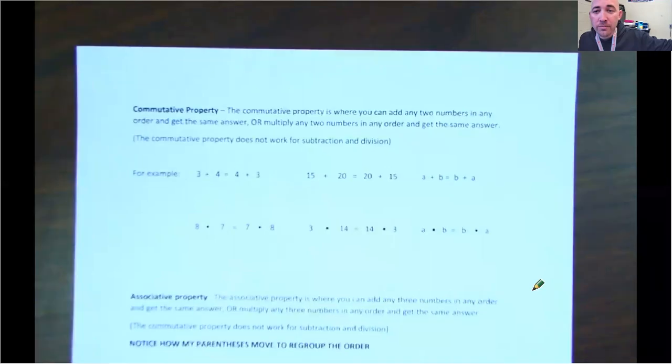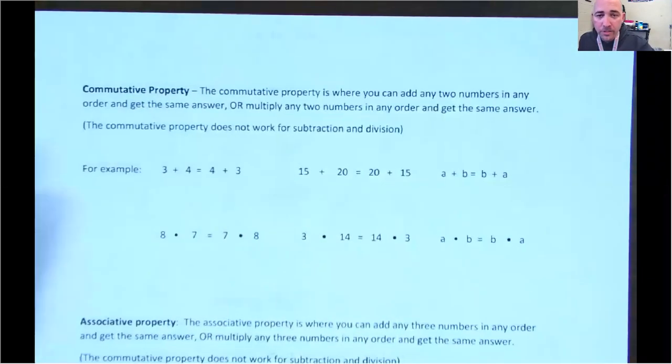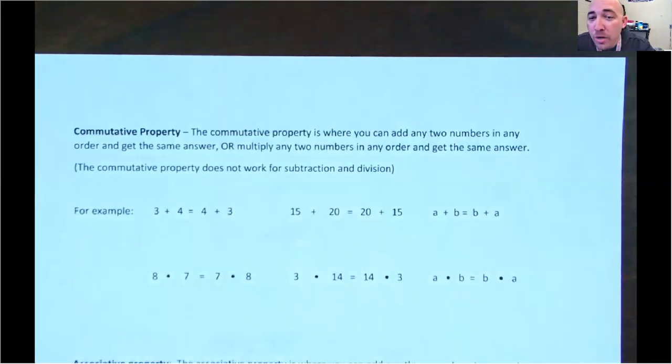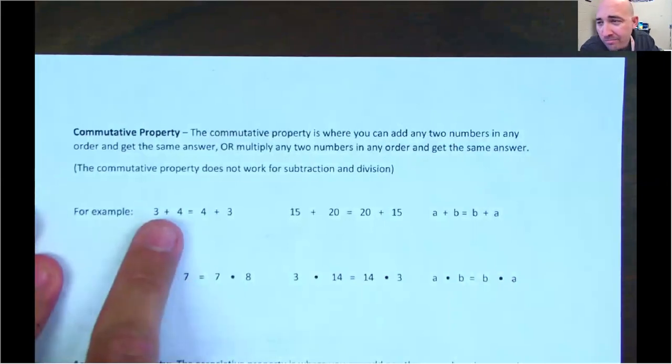All right, the first one is the commutative property. The commutative property is where you can add any two numbers in any order and get the same answer. Or you can multiply any two numbers in any order and get the same answer. The commutative property does not work for subtraction and division. Here's some examples of your addition.